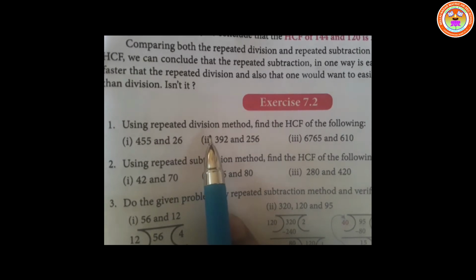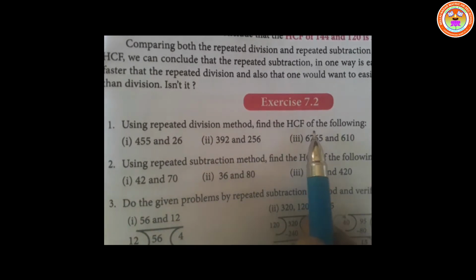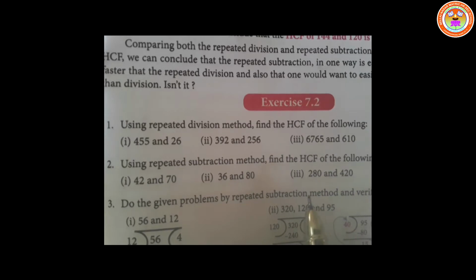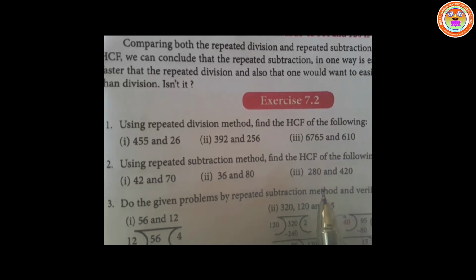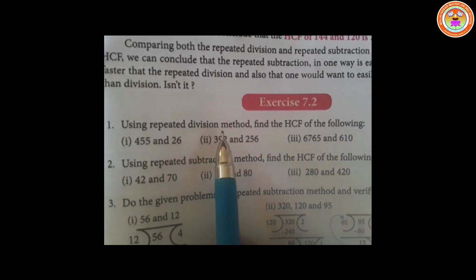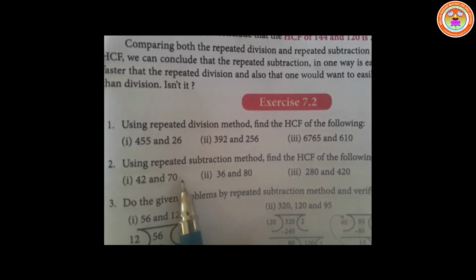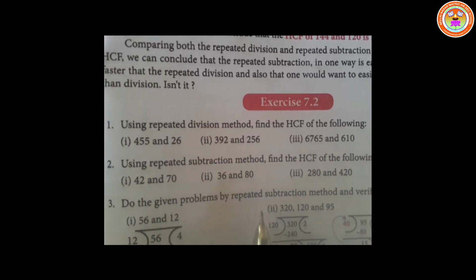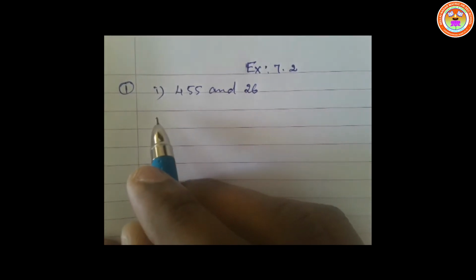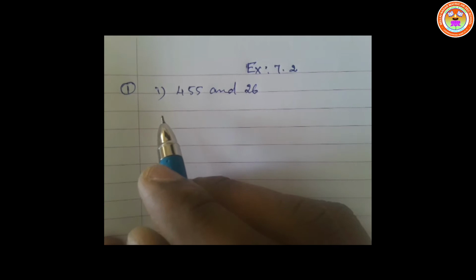Using the repeated division method, find the HCF of the following. All of you know how to find the HCF and LCM. Here there is a different method that is called the repeated division method. Another one is the repeated subtraction method. We'll see both the methods. So now we are going to see finding the HCF using repeated division.